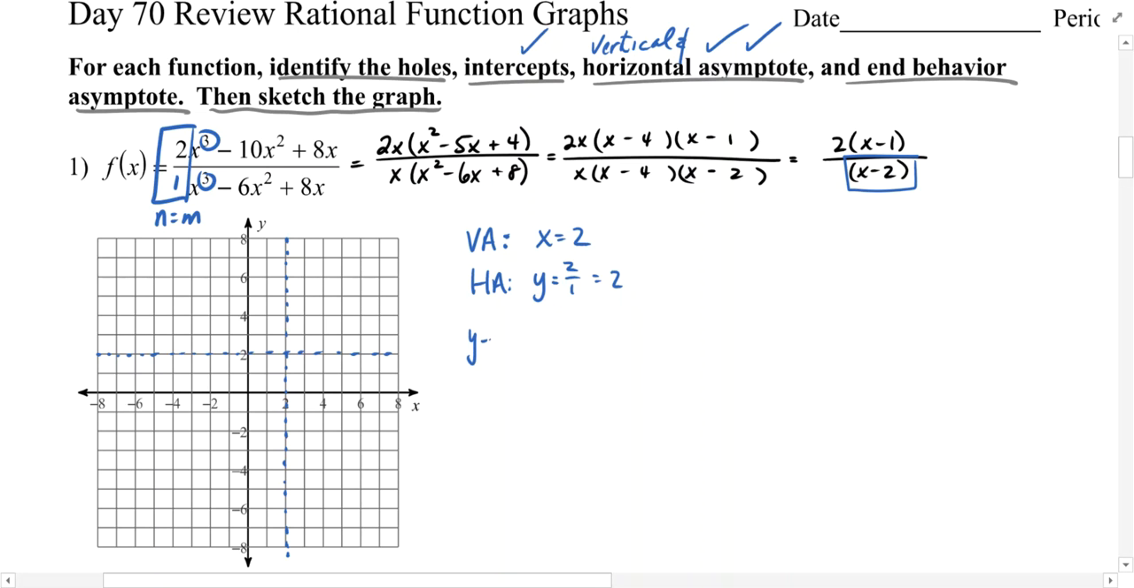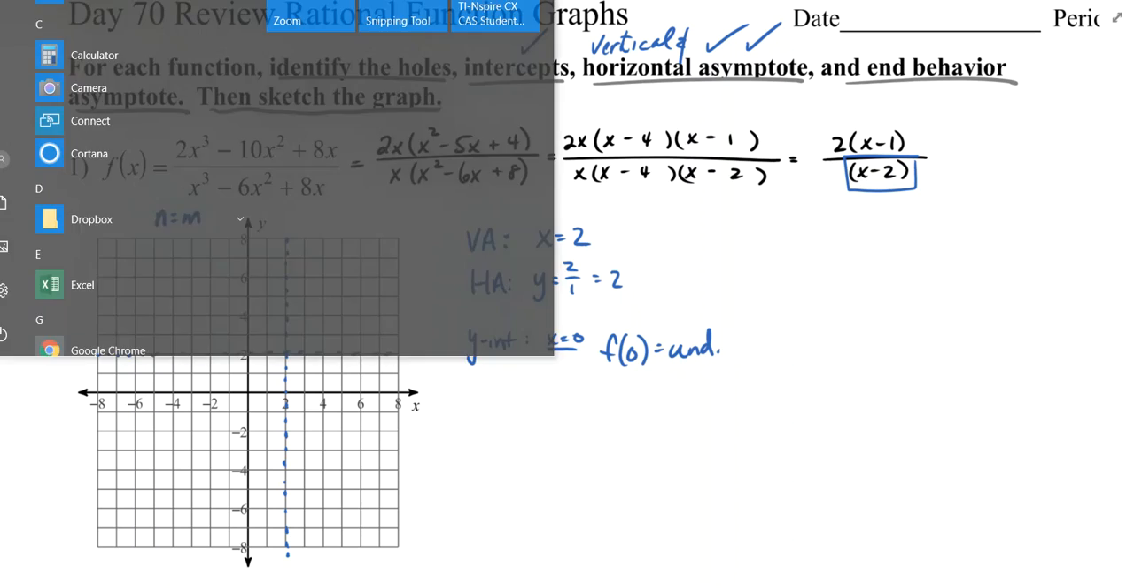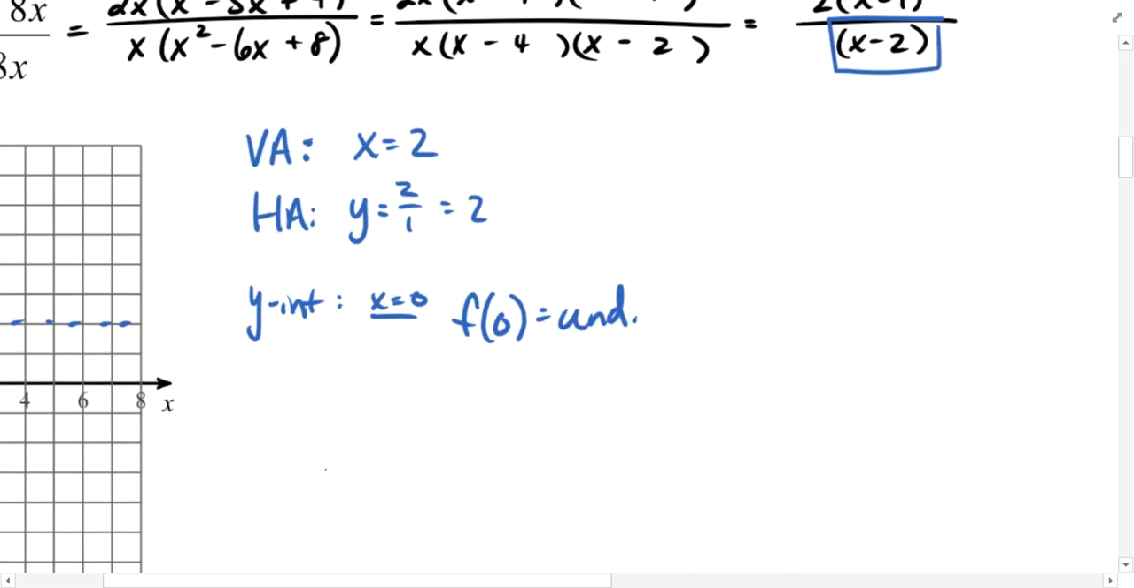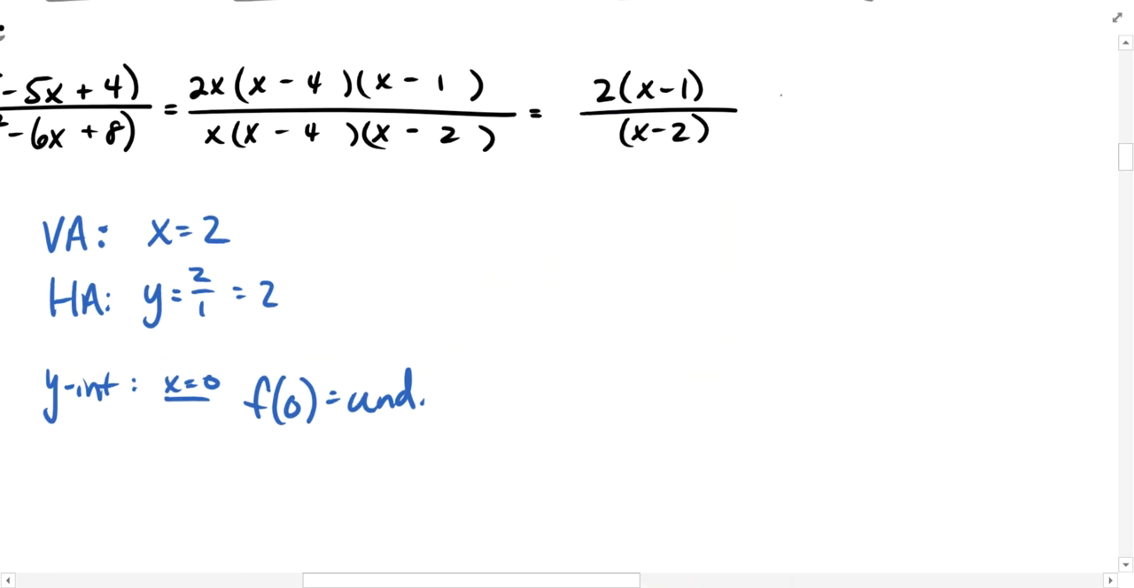Intercepts are pretty easy to find because the y-intercept occurs when x is equal to 0. So if I go back to this original formula and evaluate f of x at 0, I get an undefined result because substituting 0 in the denominator creates a 0 in the denominator, which produces, again, an undefined result. But what's interesting is that if I substitute 0 in our factored form, we end up with 2 times 0 minus 1 over 0 minus 2. I don't get a 0 in the denominator. And this would simplify to negative 2 over negative 2, or in other words, 1.